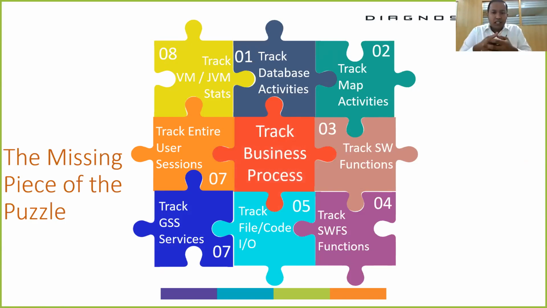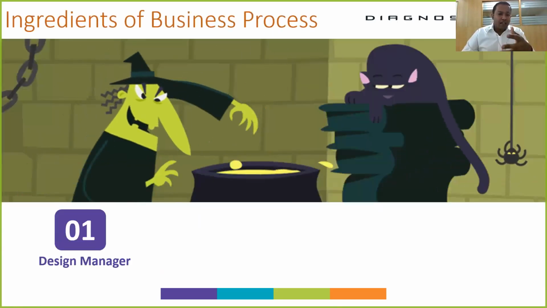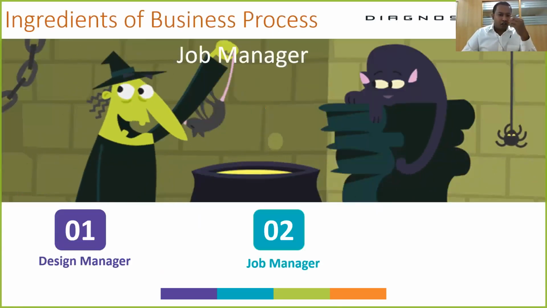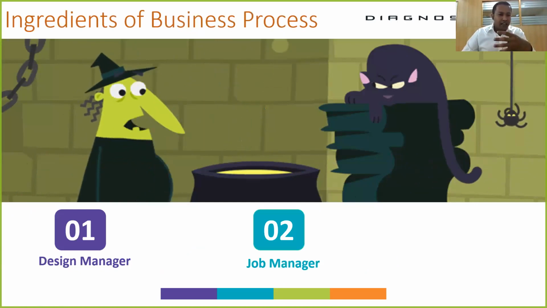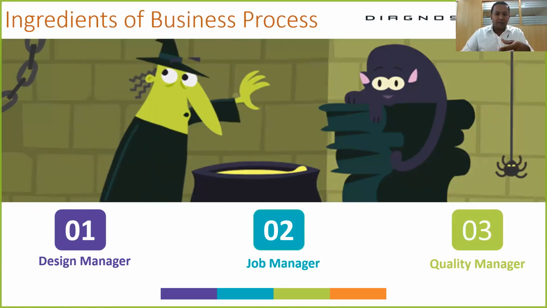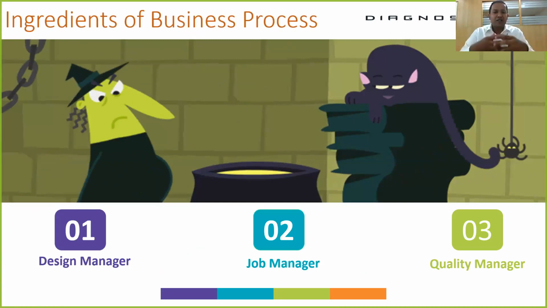So the first question that we had once we decided this is, what are the various tools that a business process in Small World is made up of? Again, the answer was the business process in Small World is made up of three main tools. We have the design manager, we have the job manager, and finally, we have the quality manager. The design manager is used to manage the flow of the business process.